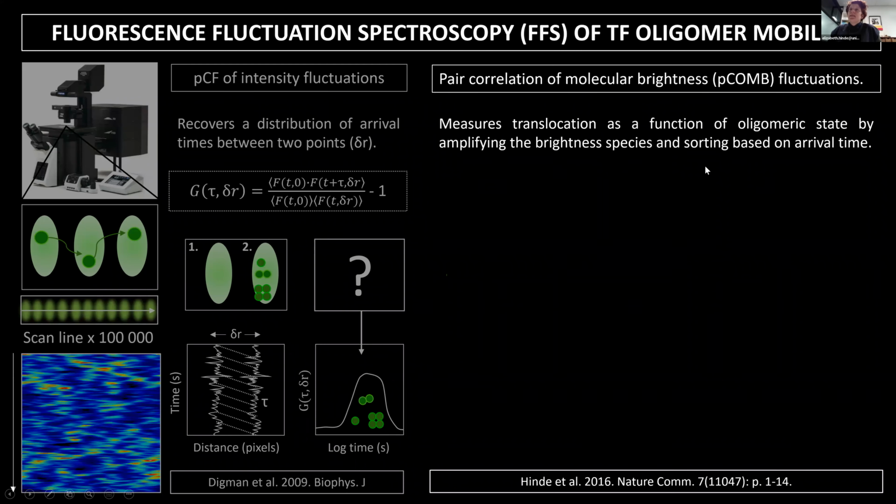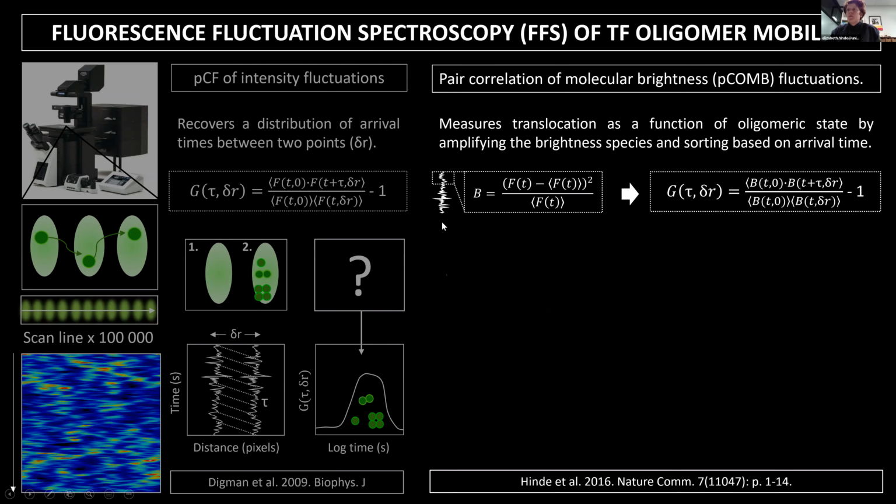So the idea is maybe we could correlate brightness fluctuations and sort the arrival time based on the brightness of the species. So instead of doing a pair correlation on intensity fluctuations, we first make these intensity fluctuations brightness fluctuations. We then do a spatial correlation of these brightness fluctuations.